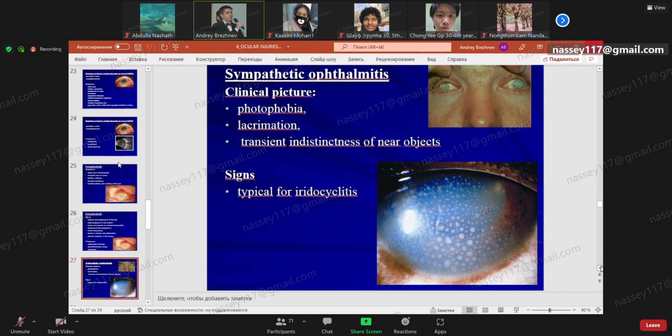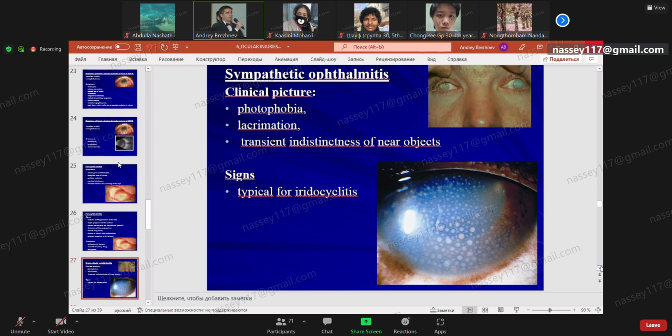And all the persons after a successful surgery, when we let them go home, we should discuss with them that if they see even mild photophobia or lacrimation in the normal healthy eye, they should immediately visit the doctor at the ophthalmological hospital, because it may be an early sign of sympathetic ophthalmitis.